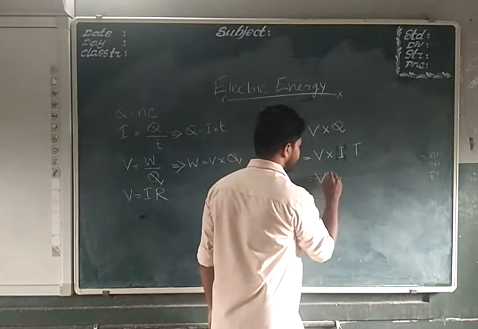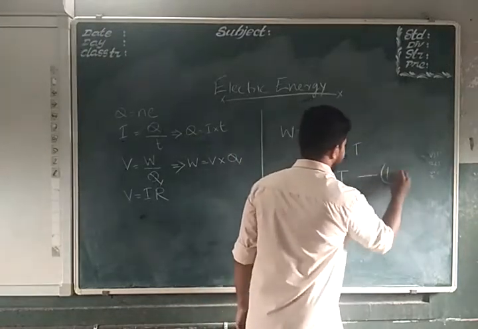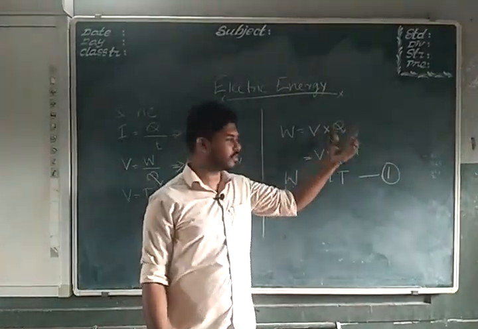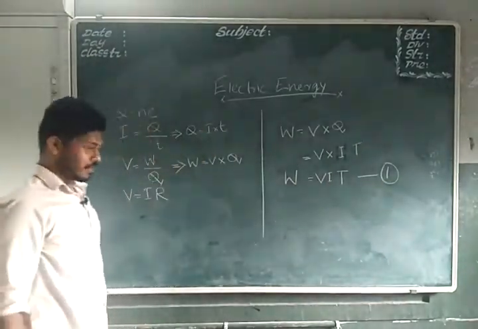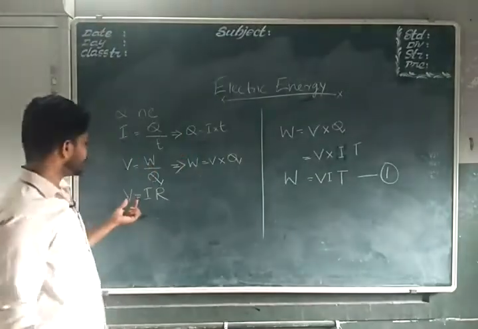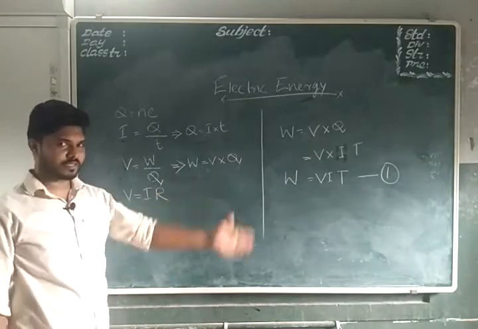IT. So it becomes VIT. So this is the first equation. From W equal to V into Q, we got the equation VIT. Now we are going to substitute for V. We know V is equal to IR. Let's substitute the value of V in this equation.